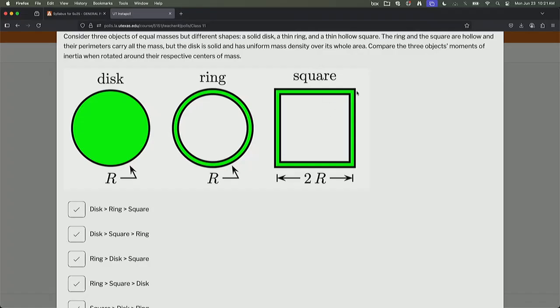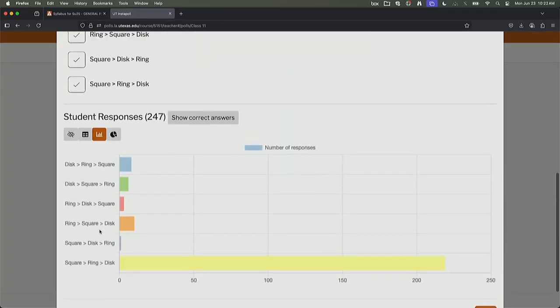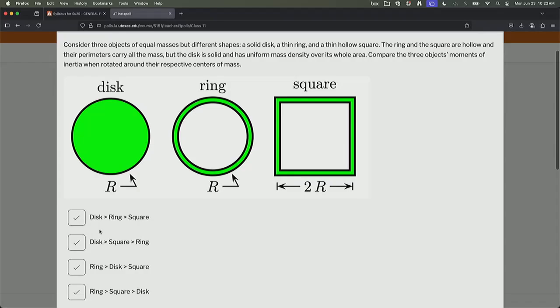But the square also has these edges. So from the center to this edge is not r, it's larger than r, by a square root of 2. You can do the Pythagorean theorem there. So from the center to the edge is a little bit further than any part of the ring can get. So the square has a little bit more mass spread a little bit further than the ring does. So then the square is larger in terms of moment of inertia than the ring is. Does that make sense?